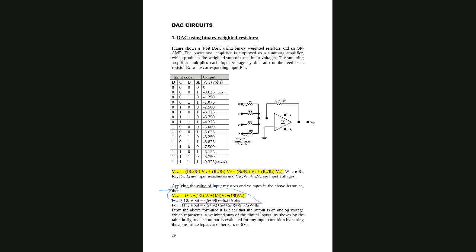Now tell me, how will the formula become? Very simple. It will become VE plus 1 by 2 VD plus 1 by 4 VC plus 1 by 8 VB plus 1 by 16 VA. Clear, everybody? Because we have 5 bits now, I will simply extend one more. VA will always remain my LSB and the MSB will be increased by 1, VE.